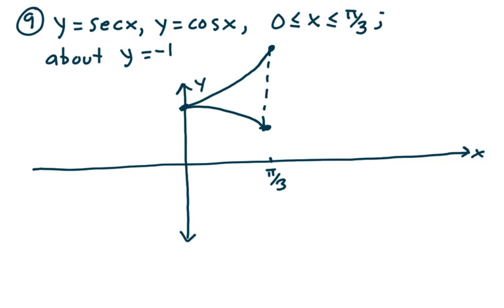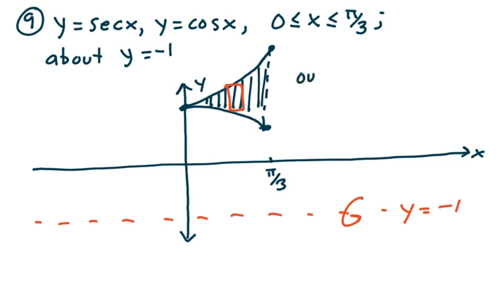Okay, so we're capped off at pi over 3. Now, we're rotating this region here about the line y equals negative 1, which is here. All right? So I'm going to draw my typical rectangle again, and we're going to use washers. And just like before, we need to know the outer radius and we need to know the inner radius.